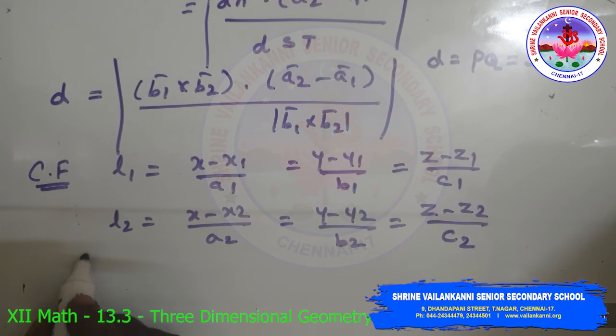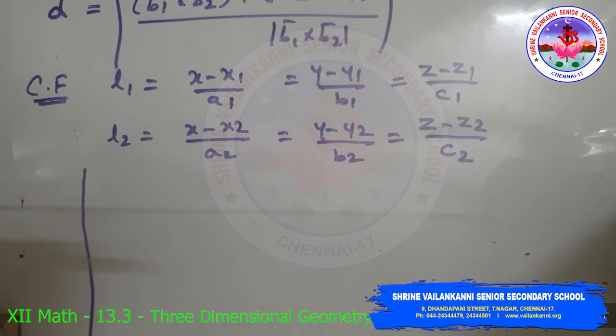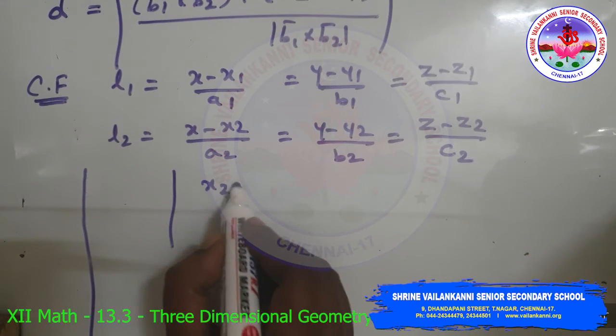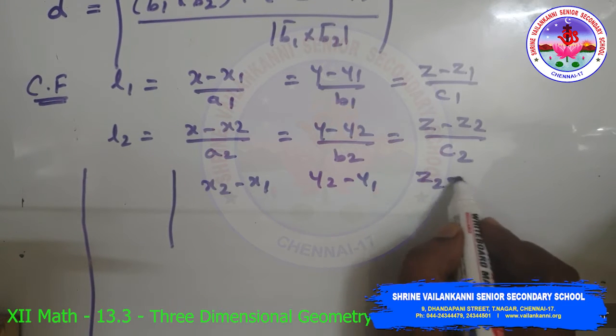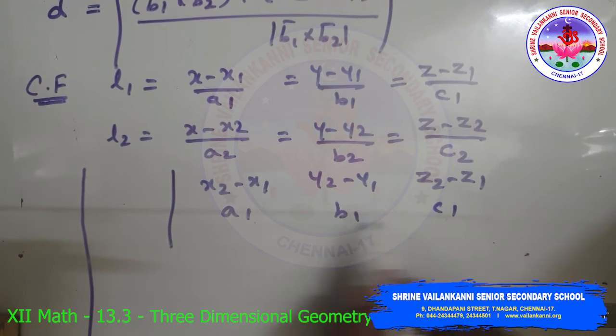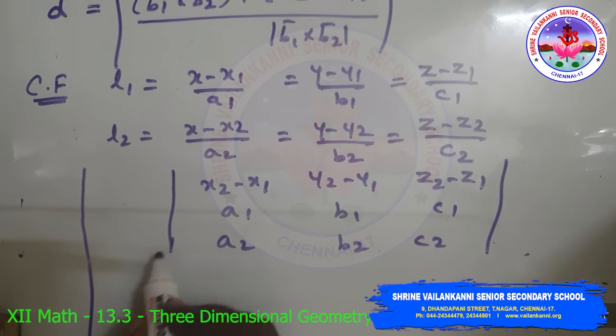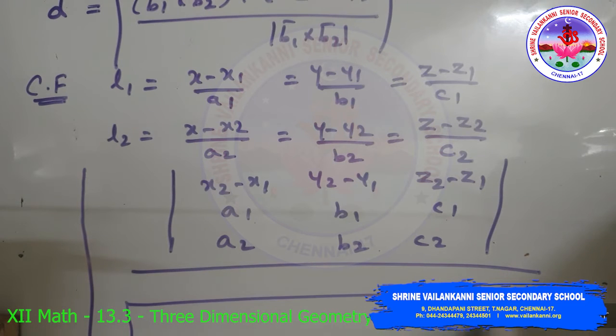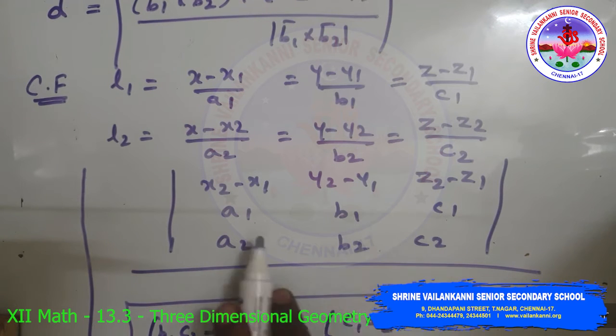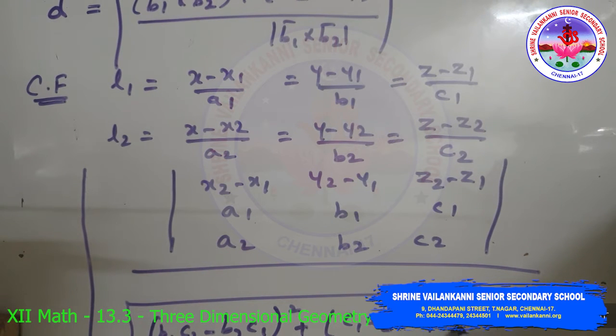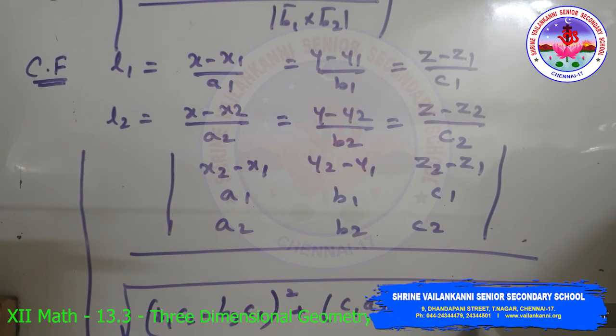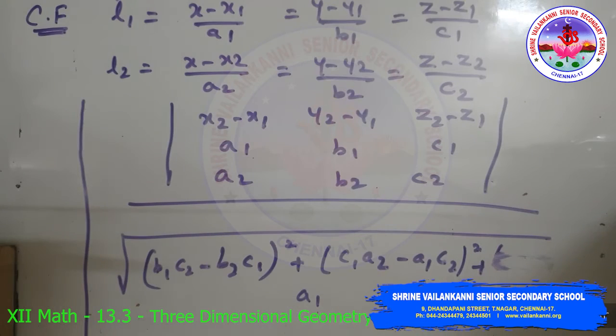modulus of the determinant with rows x2 minus x1, y2 minus y1, z2 minus z1; a1 b1 c1; a2 b2 c2, the whole divided by root of b1 c2 minus b2 c1 whole square plus c1 a2 minus a1 c2 whole square plus a1 b2 minus a2 b1 whole square.